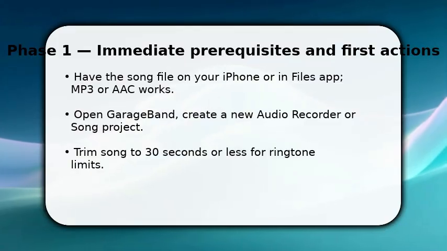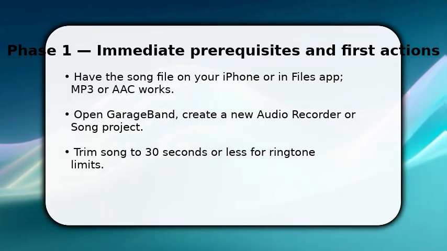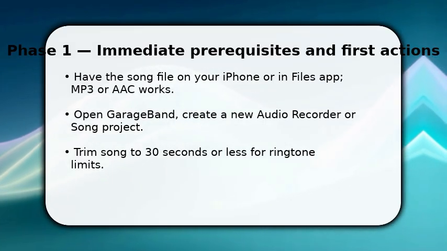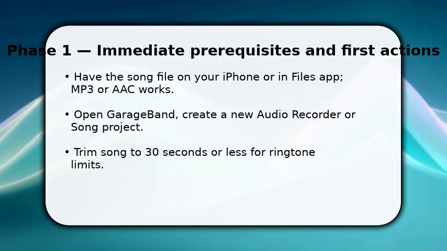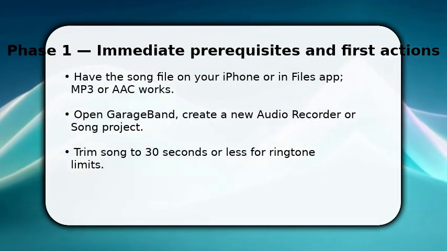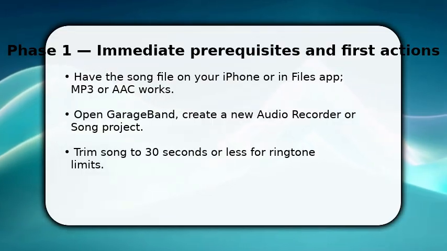You start by getting the audio exactly where GarageBand can access it. Import the song into Files or the Music app, then open GarageBand and tap to create a new song project. Once inside, choose an audio recorder or audio tracks view so you can add a file. Trim the selection now to under 30 seconds.